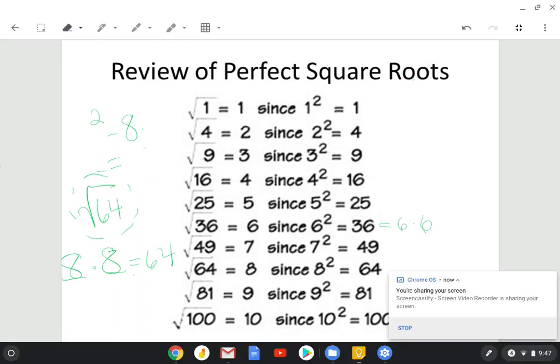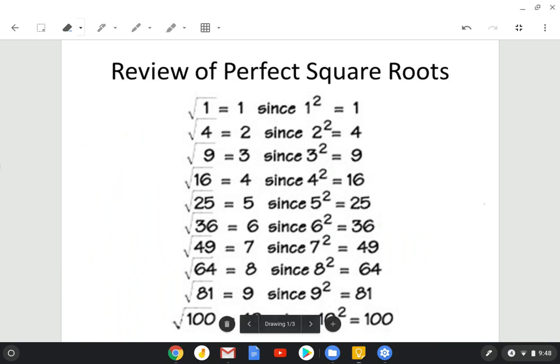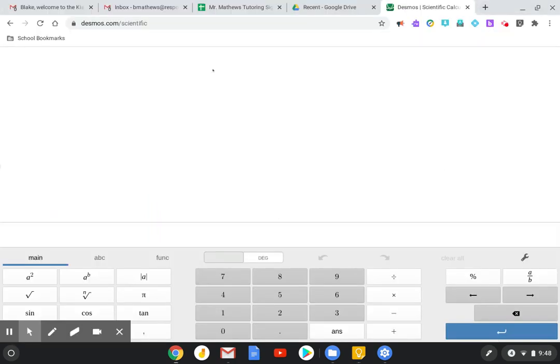So I wanted to look at how to do these types of problems in the calculator, and I'm going to be using the Desmos calculator, desmos.com, and we're going to use the scientific calculator. There is also a graphing calculator, and I will be posting that link in the video description. I'd highly recommend using this while you're doing your math work. It's a little bit easier to navigate, especially with the graphing. So I wanted to just show you real quick the buttons for squared and square root.